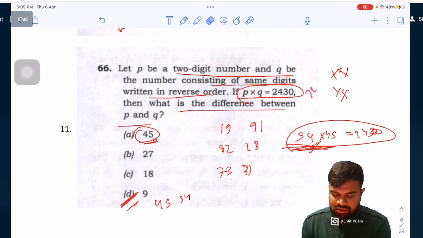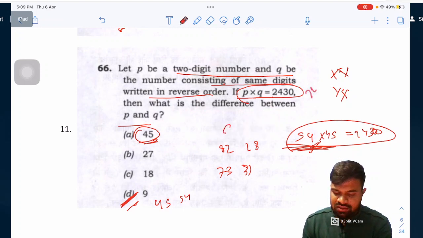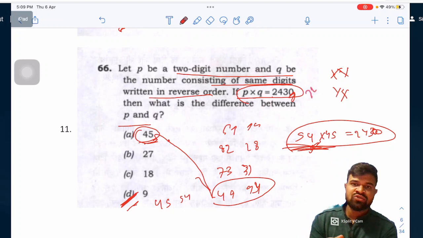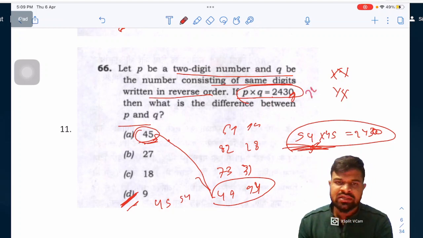So you will find the numbers in this way. No, 18 is not possible. But try to find the numbers in this way: 19, 91, 49 and 94. 49 and 94 will give you a difference of 45, but that does not multiply to 2430. Something like this, and that's how you can do it. Otherwise, there is no easy way to do these kinds of questions.